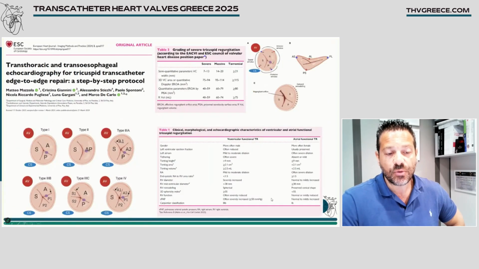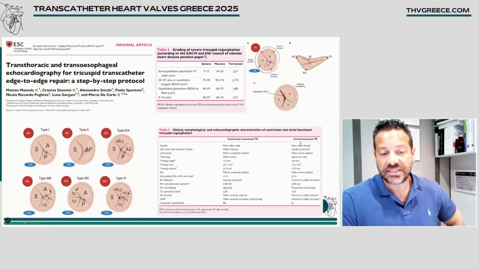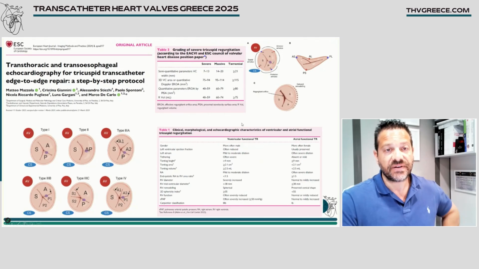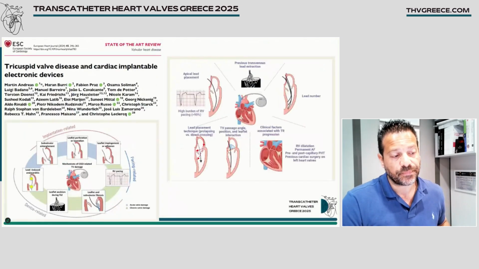And there are some echo parameters that can help us differentiate ventricular TR from atrial functional TR, mainly the tethering, the size of the cavities, the tenting area, and the tenting height of the leaflets. These are very important parameters to differentiate which is ventricular and which is atrial functional.